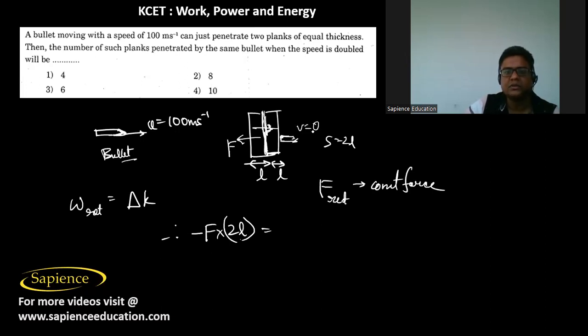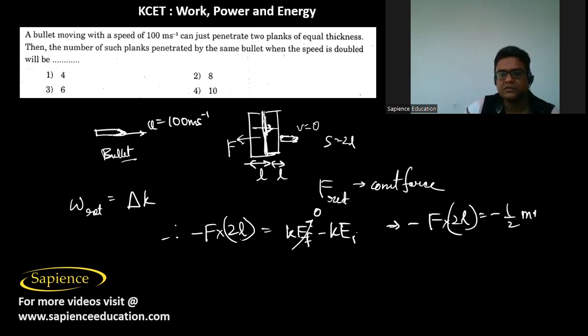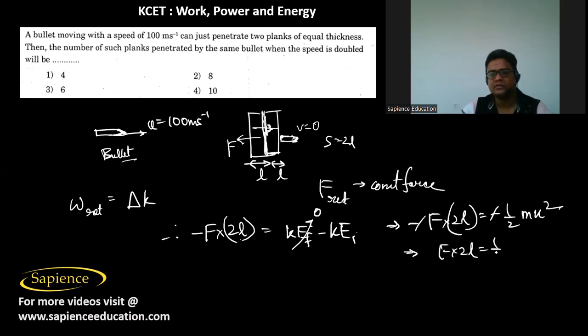V equal to 0, since it is told it can just penetrate, which means the final velocity will be 0 only. So final kinetic energy minus initial kinetic energy, final kinetic energy is 0. Therefore minus F into 2L will be equal to minus half m u square. So F into 2L is equal to half m u square.